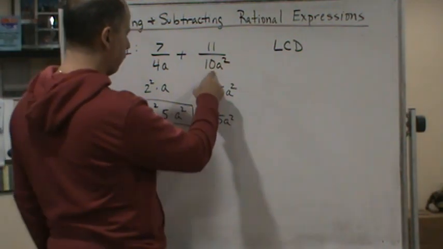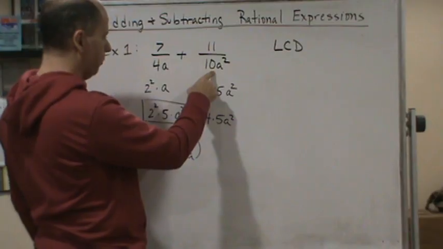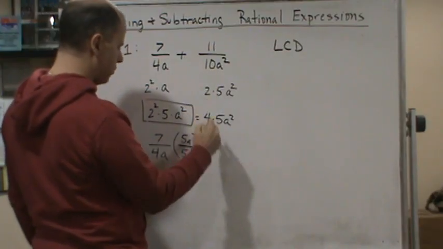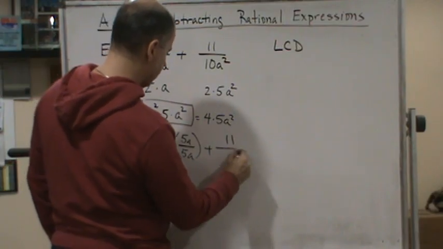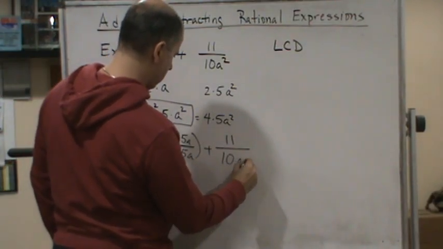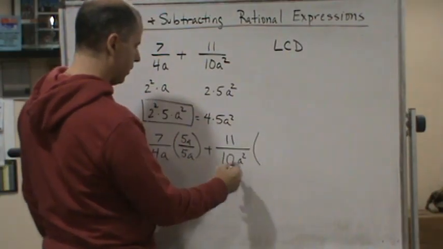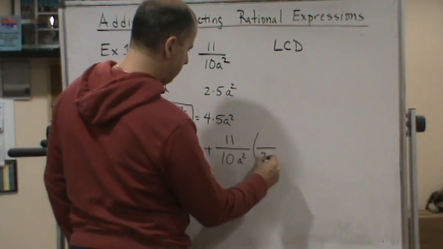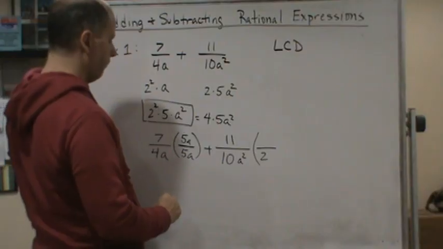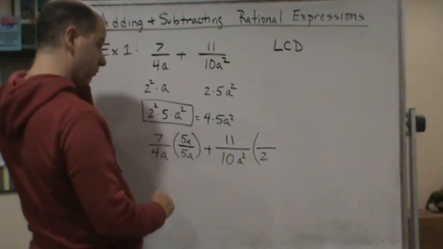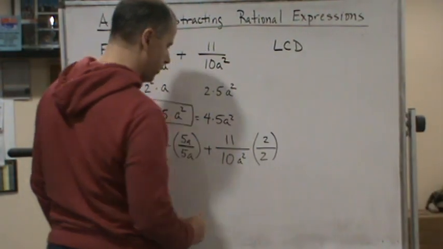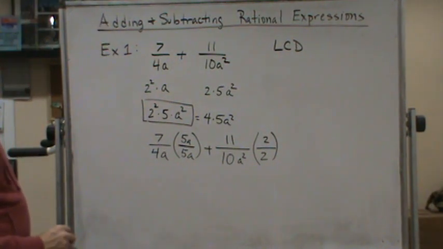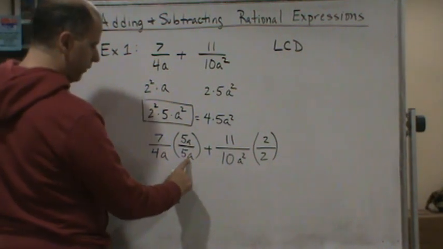Now, over on this side, we're missing what? We're missing a 2, right? We're missing a 2. So we're going to take this fraction, and we're going to multiply by 2 on the bottom. And that's it. That's all we're missing over here. So we're just going to multiply by 2 over 2. And so all we're doing is we're using equivalent fractions here.